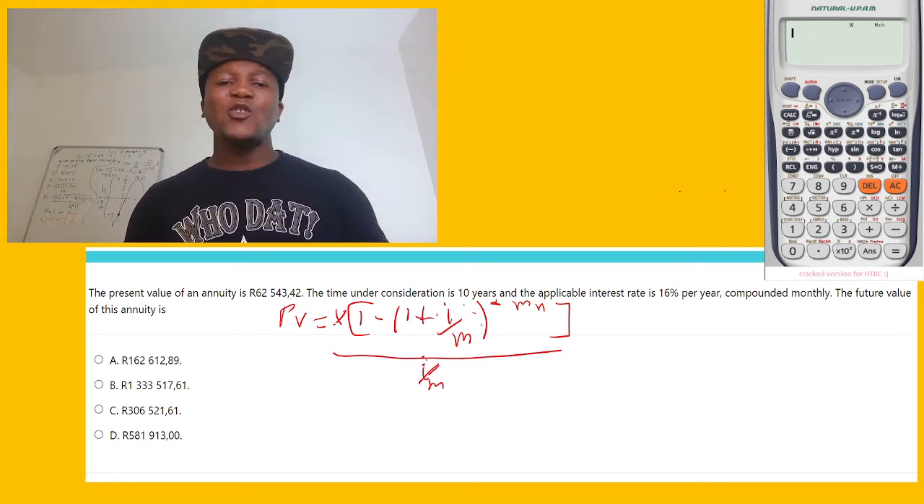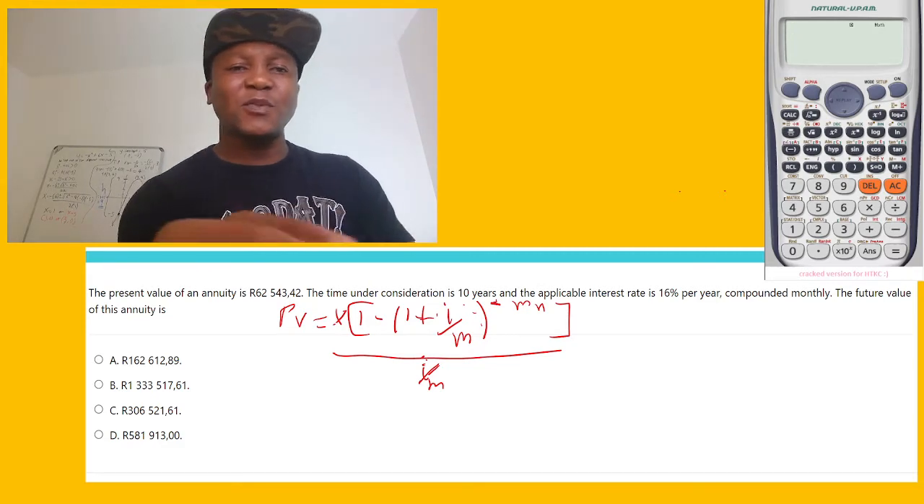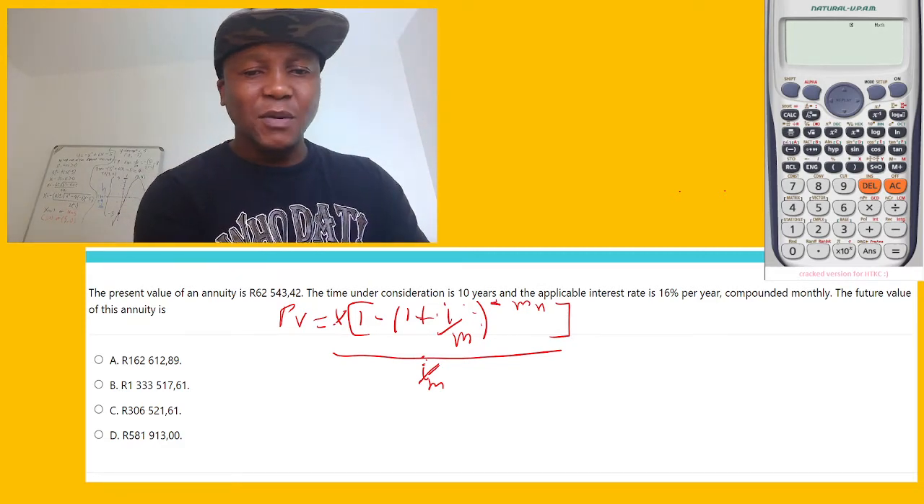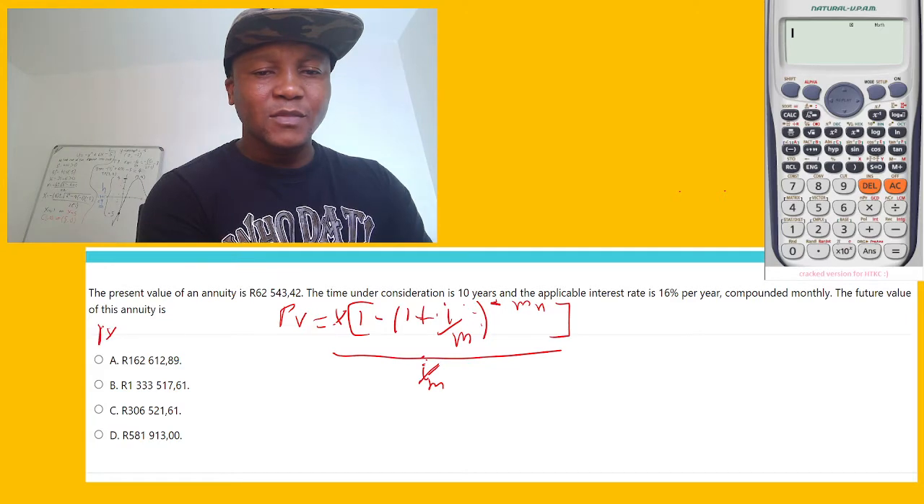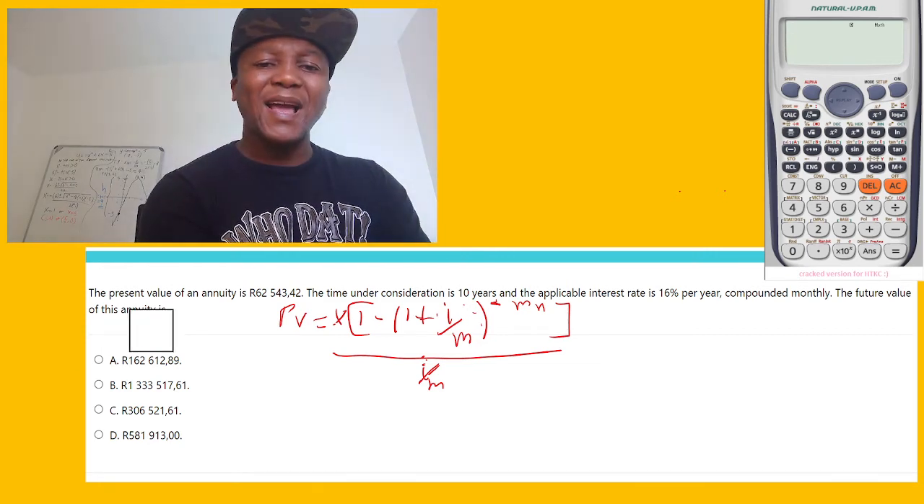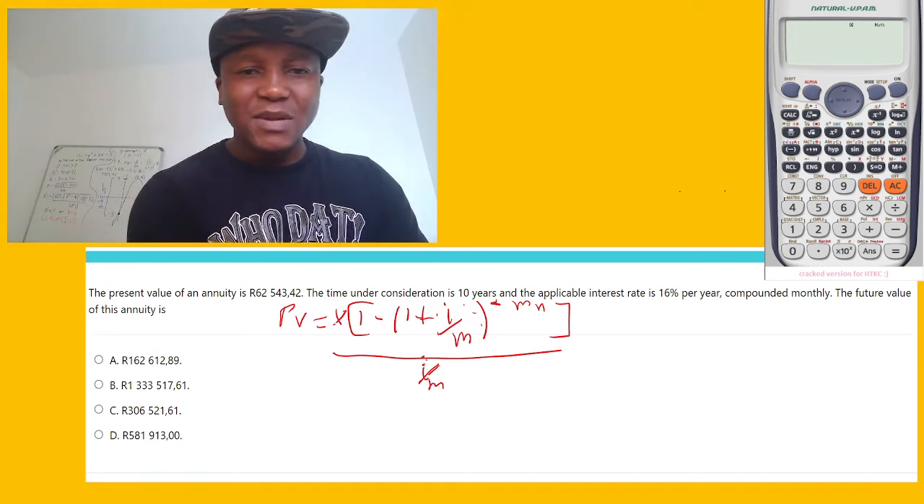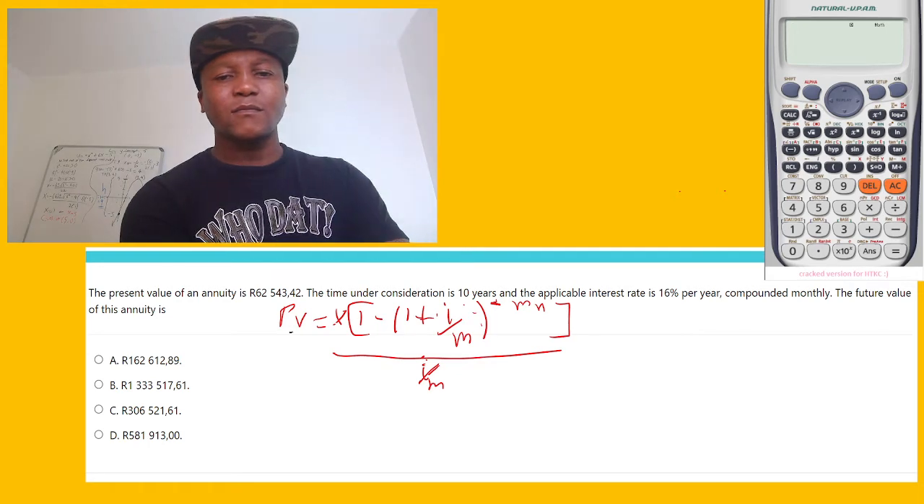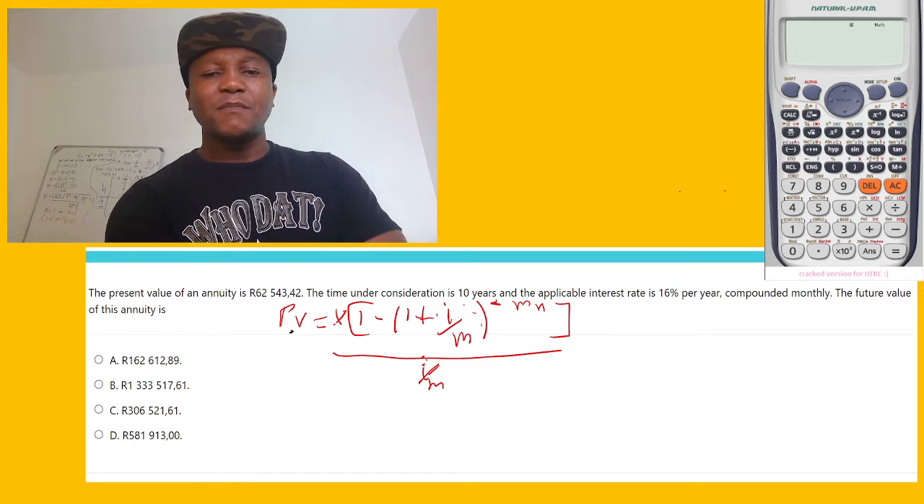So let's say the present value of the annuity is equal to 62. They give us the present value, so I can write PV equals 62. I can simply plug in whatever I have into the formula. Present value means this one here I have.